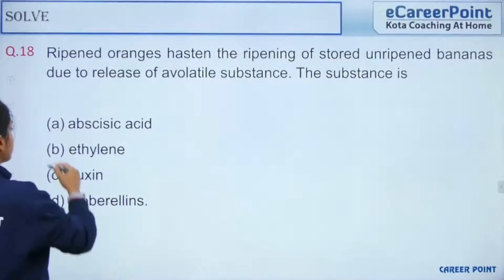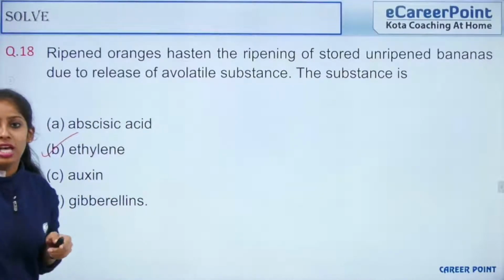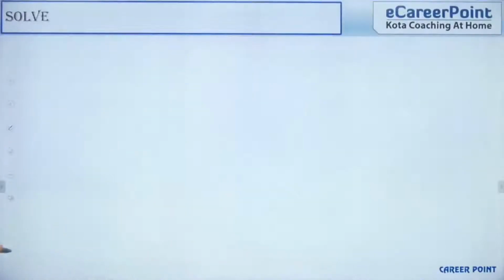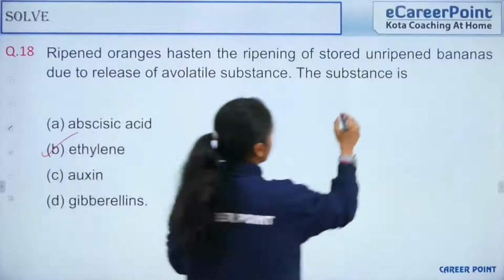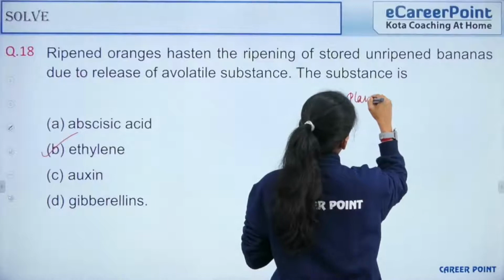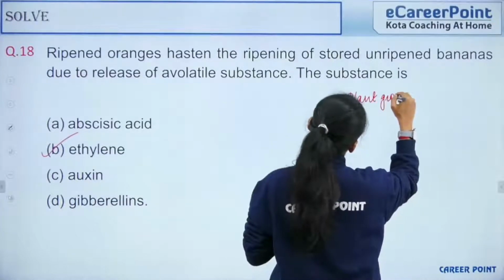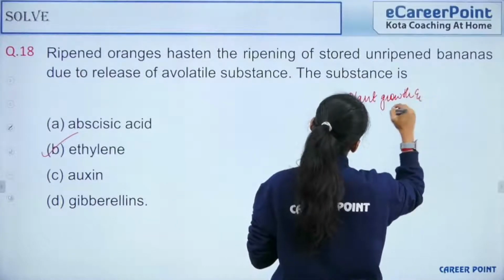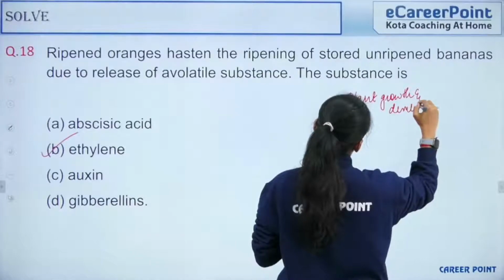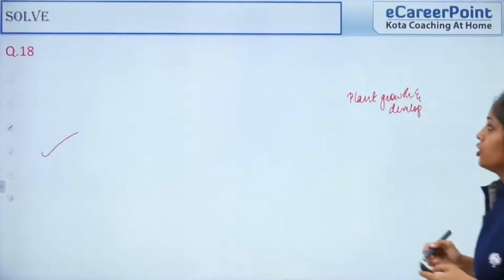Okay, ripened oranges hasten the ripening of unripened bananas. Right? This is because of ethylene, the gaseous hormone. So this is very easy. This comes from the chapter plant growth and development. Right? Okay, so we go forward.